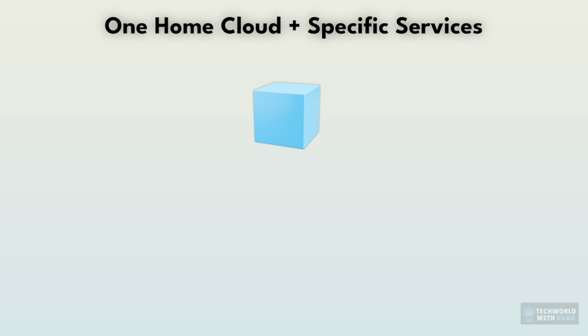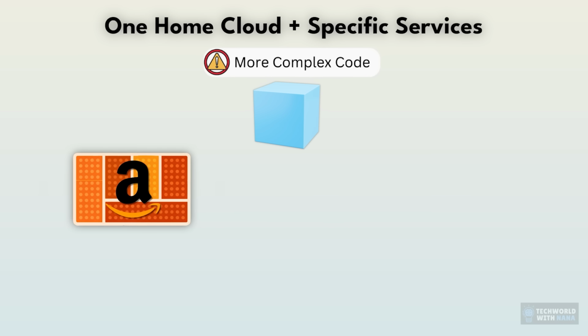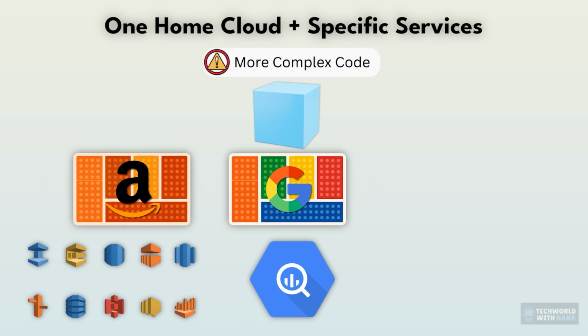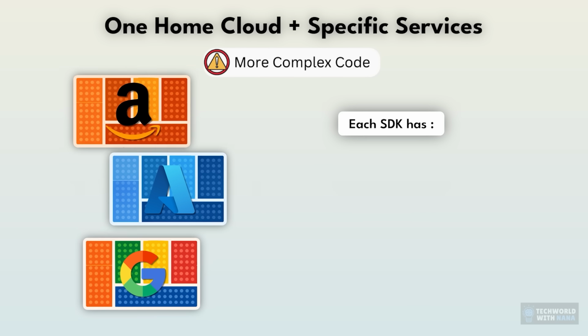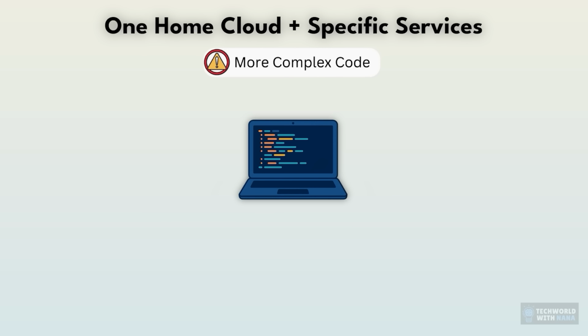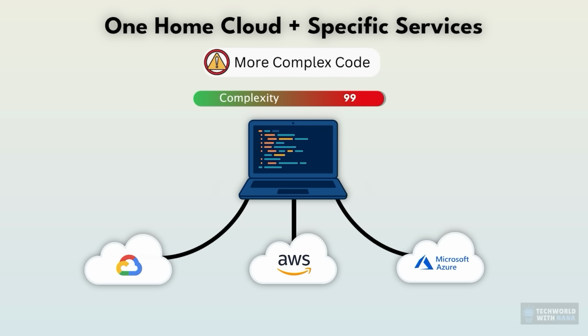Your application code needs different SDKs, right? So you have the AWS SDK for accessing AWS services, the Google Cloud SDK for BigQuery, and Azure SDK for their AI services. And each SDK obviously has different patterns, different authentication methods, different error handling. So your code becomes more complex because you're integrating three different cloud platforms in your application.